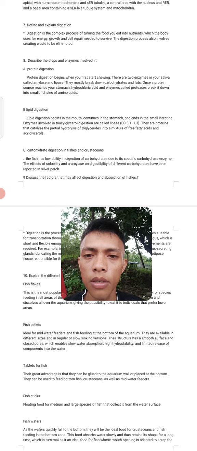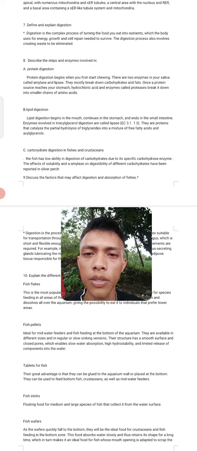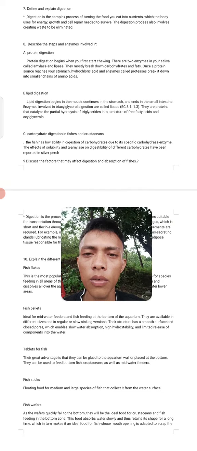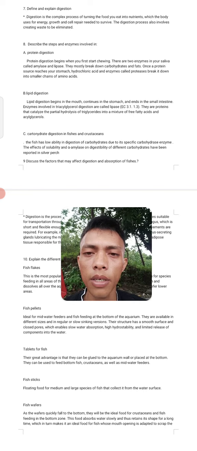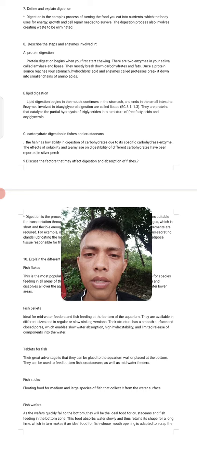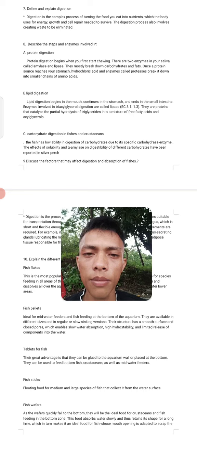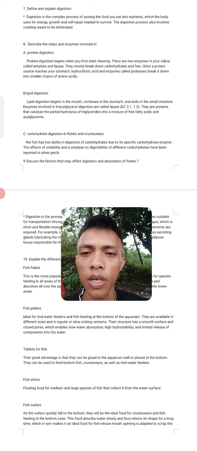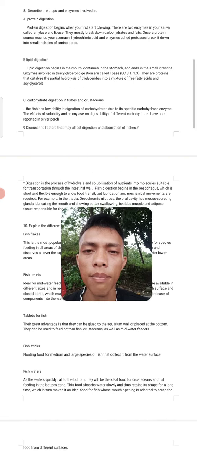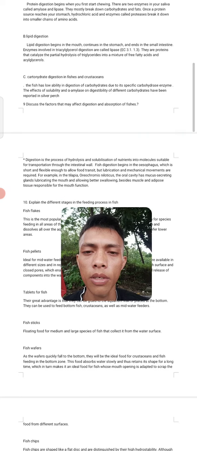C. Carbohydrate digestion in fishes and crustaceans. Fish have a low ability in digestion of carbohydrates due to the specific carbohydrate enzymes that affect solubility. Amylase digestibility of the different carbohydrates has been reported in silver perch. Number 9. Discuss the factors that may affect digestion and absorption of fishes.